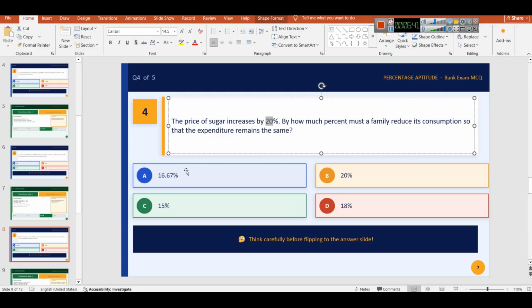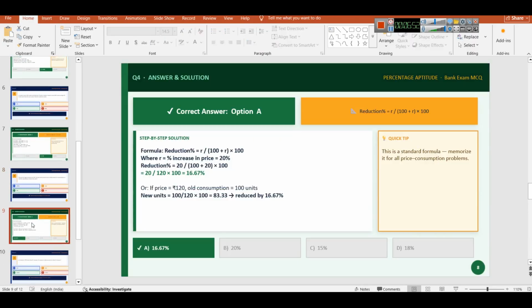The options are 16.67%, 20%, 15% or 18%. Now let's see the answer. The formula for reduction percentage, you have to remember, is R by 100 plus R into 100, where R equals the percentage increase in price. So reduction percentage is, remember once again, R by 100 plus R into 100. This is a standard formula. Memorize it for all price consumption problems.